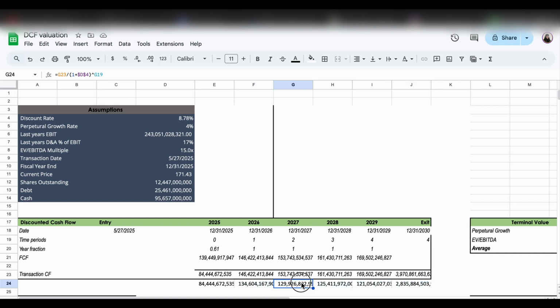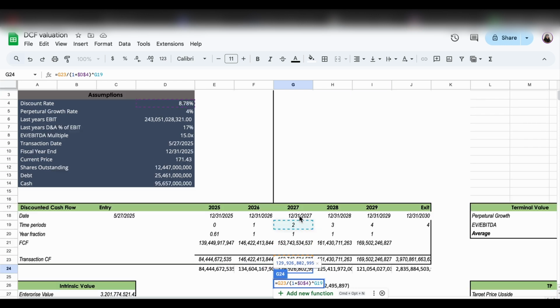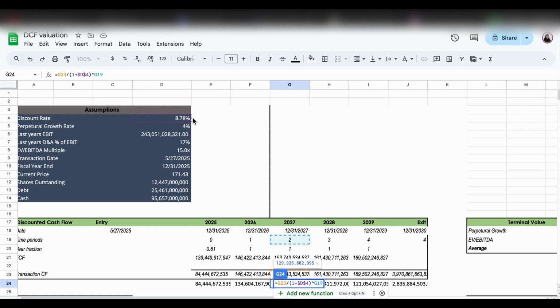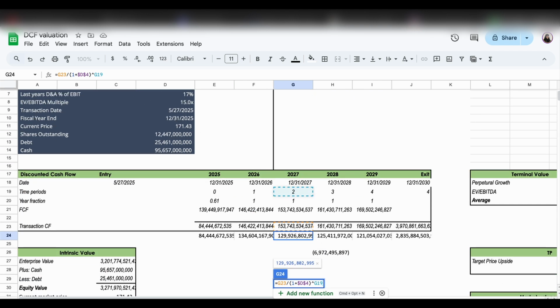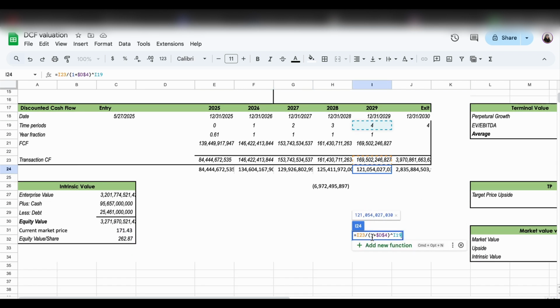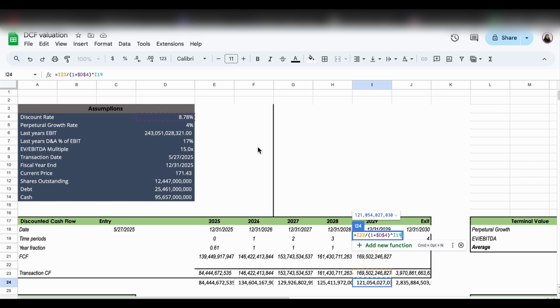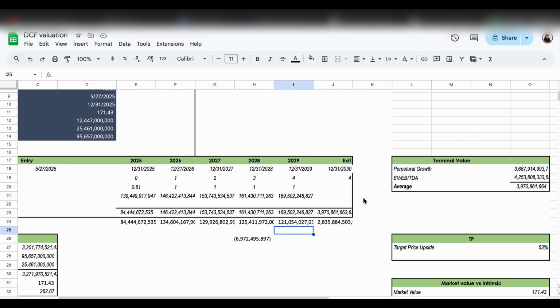So now we forecast, like for the second year, we take this free cash flow divided by 1 plus 8.78 in the power of 2. For the fourth year, for example, we take this free cash flow divided by 1 plus 8.78 in the power of 4 because it's a fourth year. So we discounted all those free cash flows.